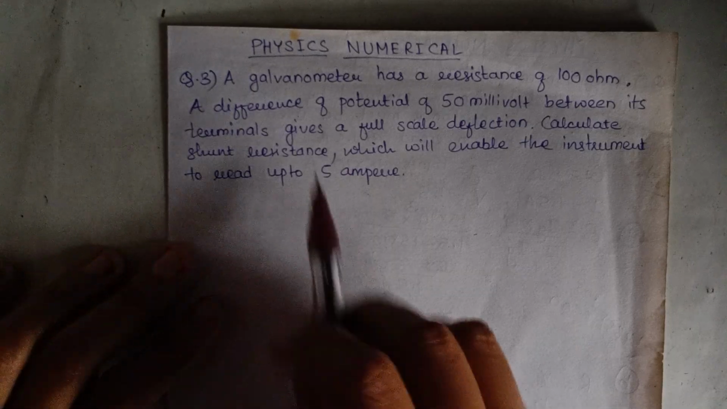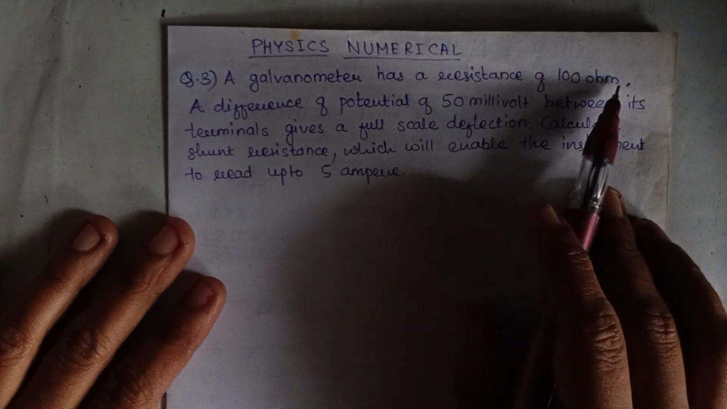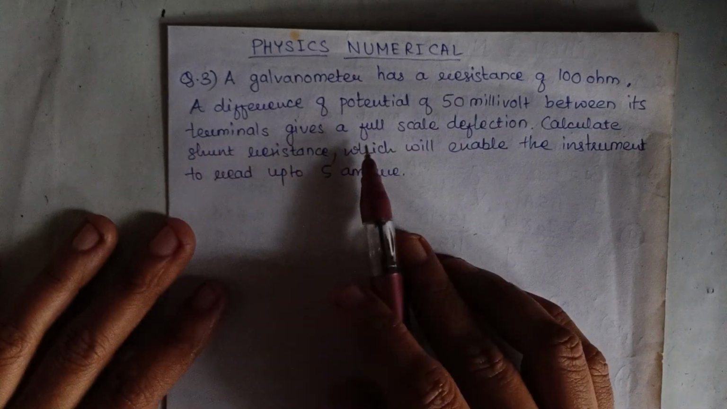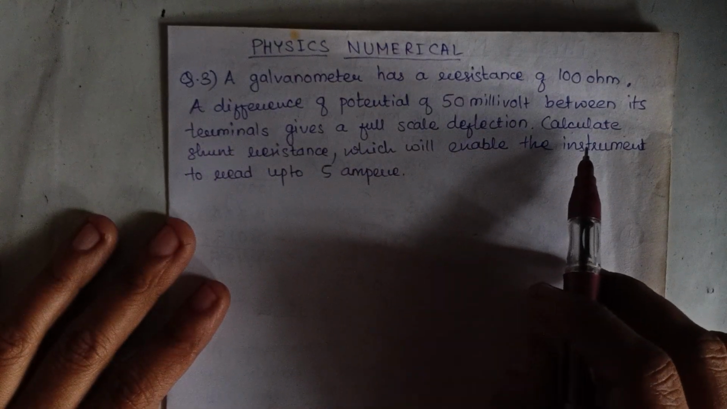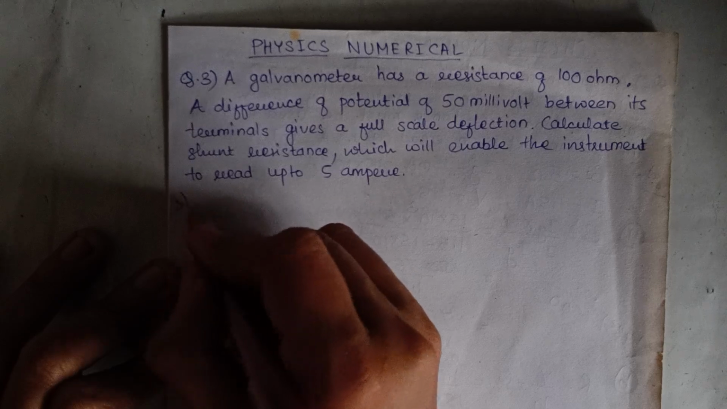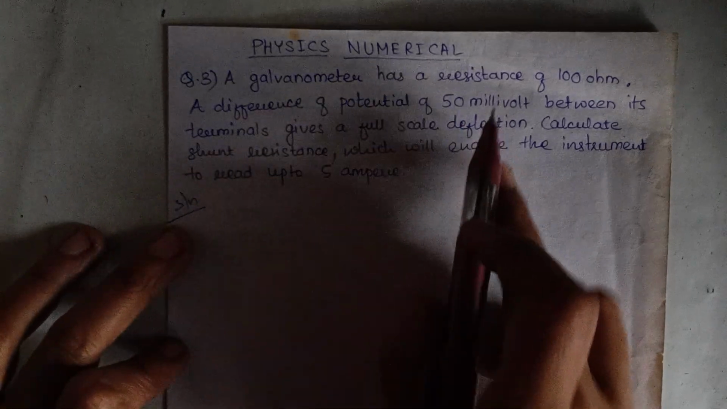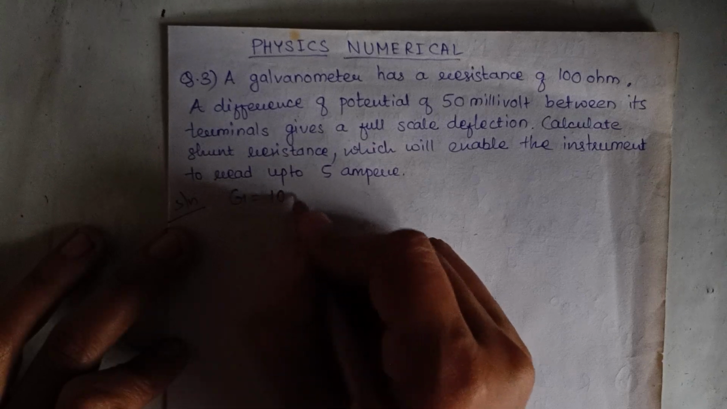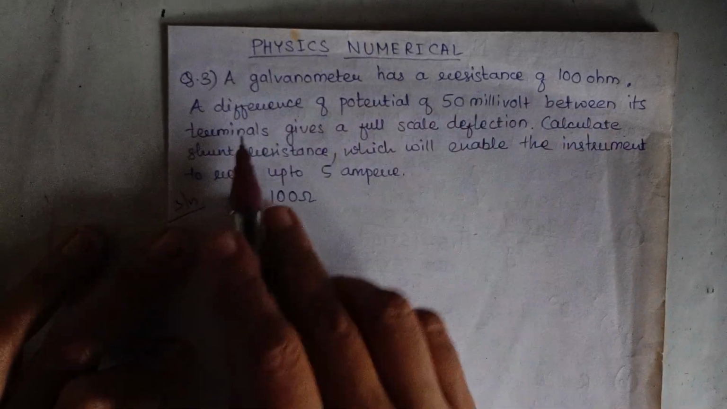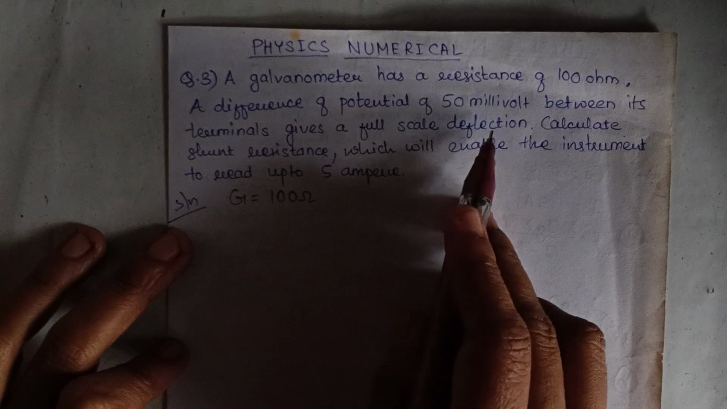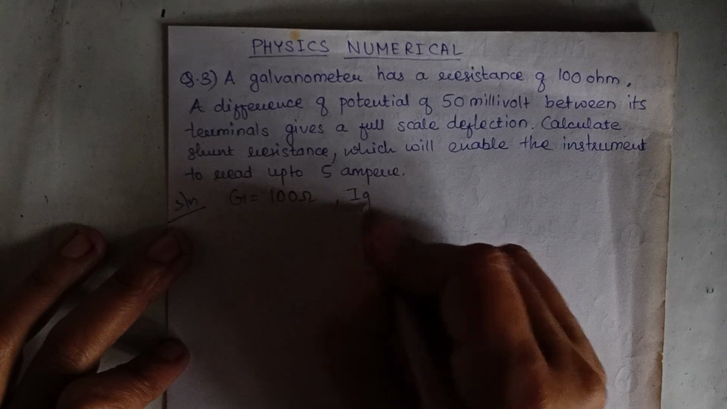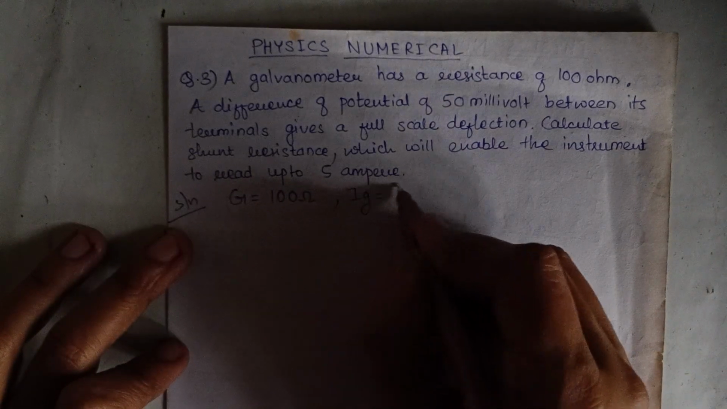So the question is, a galvanometer has a resistance of 100 ohm, a difference of potential of 50 millivolt between its terminals gives a full scale deflection. Calculate the shunt resistance which will enable the instrument to read up to 5 ampere. Galvanometer resistance is given, G is 100 ohm, and a difference of potential of 50 millivolt between its terminals gives a full scale deflection. Here we don't know the value of the galvanometer current.